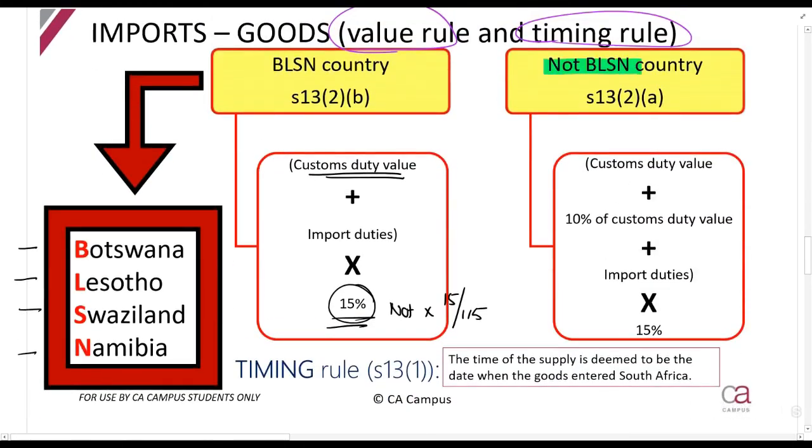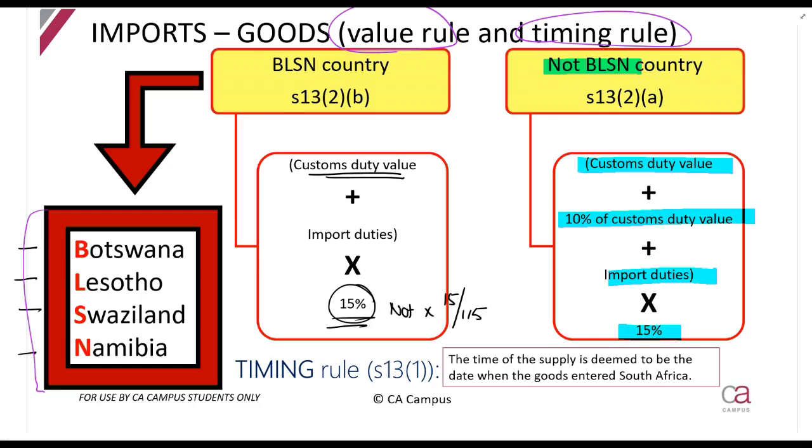If it is not a BLSN country, it is calculated as the customs duty value, can you see again, plus an extra 10% of the customs duty value, plus import duties, times 15%. So you can see it's cheaper to import from Botswana, Lesotho, Swaziland and Namibia, and the government is trying to encourage us because we've got trade rules and regulations with them and agreements. Other countries, it's a little bit more expensive. So you will then charge that as output tax, and then if you are entitled to claim input tax, usually you can just claim that same amount back as input tax, which you'll see in your lecture example as well.